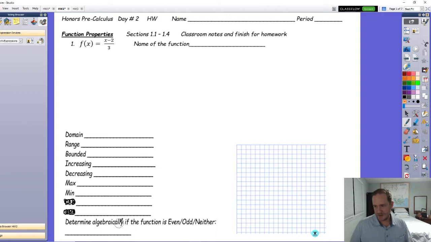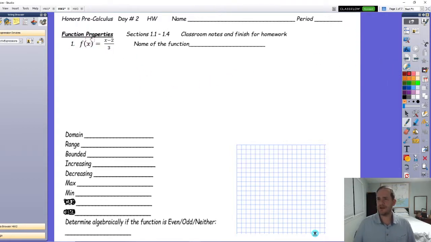Then it says determine algebraically if the function is even, odd, or neither. I mean, we probably should add in that you should also be able to explain geometrically why the function is even, odd, or neither. Okay, so whatever, let's do that.